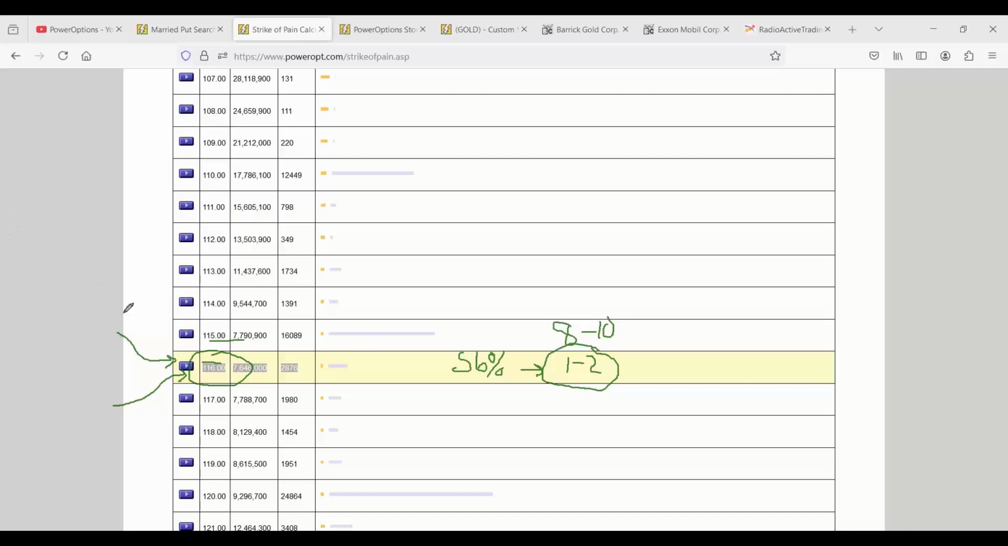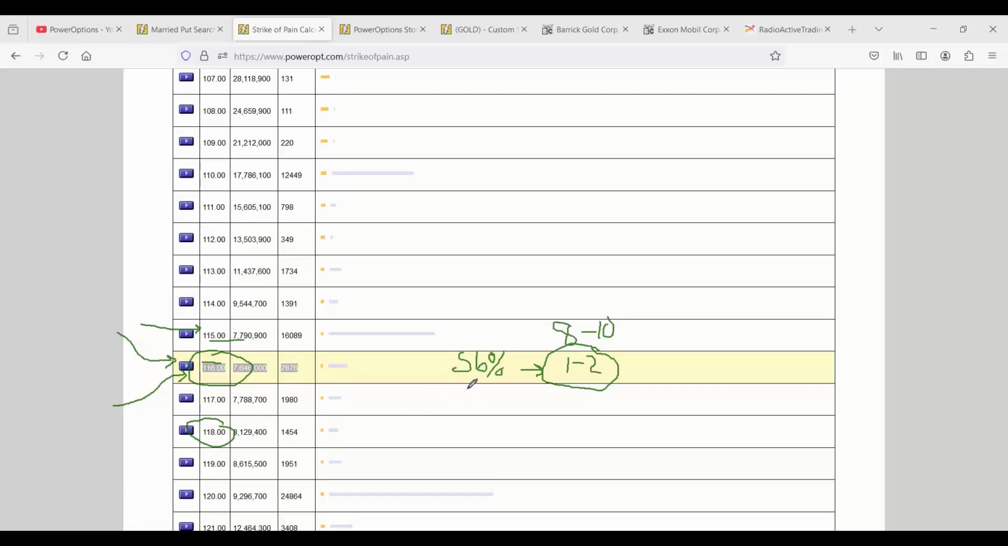But now we're talking about strikes that are $1 apart. So 56% of the time, we're within 1 to 2% of the strike of pain. Well, if I sell the 116 and it's at 118, which is still within the 2% range of 116, that's not at all what I wanted to have happen. Especially if it was a naked call. That's not at all what I wanted to have happen. I don't want it to be above that by 1% or 2% at all.